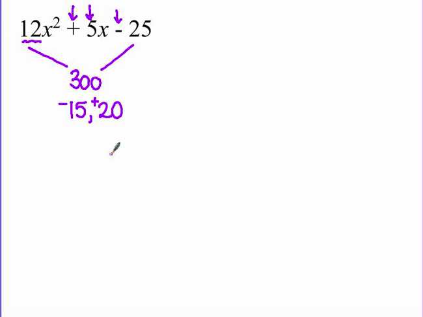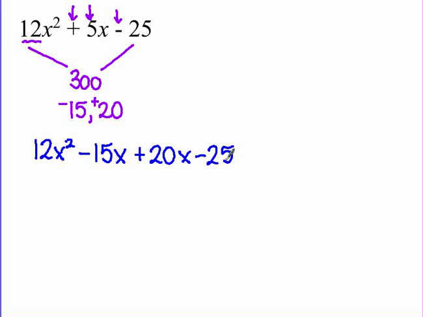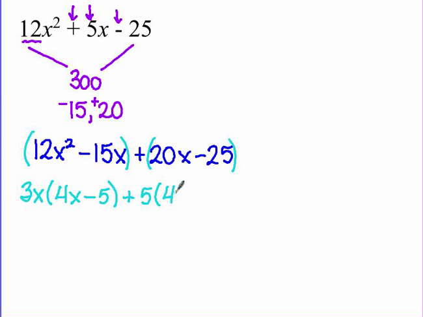So my next step, 12x squared, and then what comes next? Minus 15x, plus 20x, minus 25. Nice job. What do you do now? Group them. What can you take out from the first group? 3x, and that leaves me with 4x minus 5. What can you take out from the second one? 5, and that leaves me with 4x minus 5.